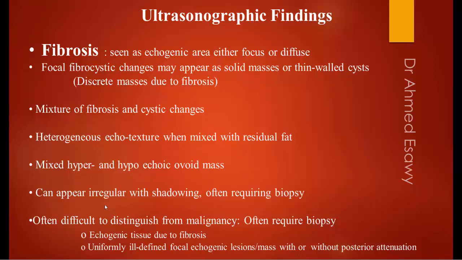So, fibrocystic change may present as diffuse change or focal change. Focal change is sometimes difficult to differentiate from malignancy and requires biopsy. Focal change may be echogenic due to fibrosis, or hypo- or isoechoic, mass-like, and can appear irregular with shadowing, which is classified as BIRADS 4. This requires biopsy.